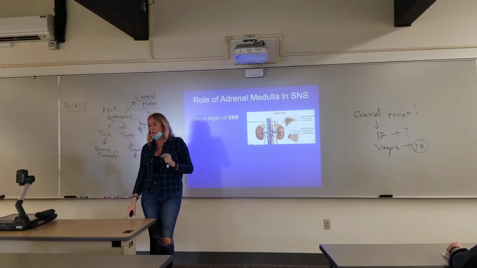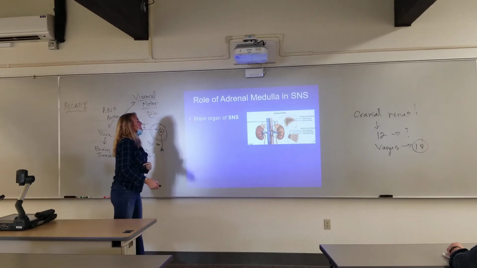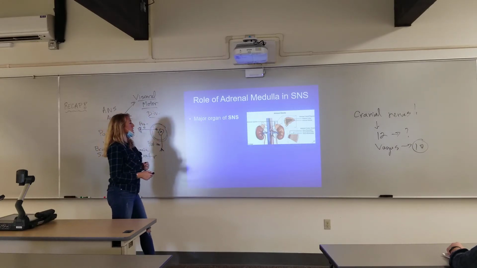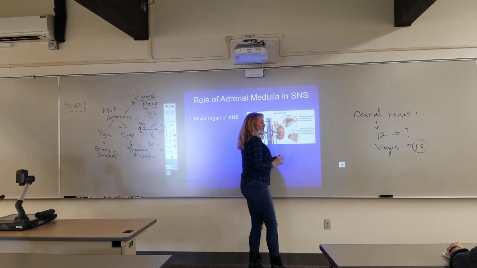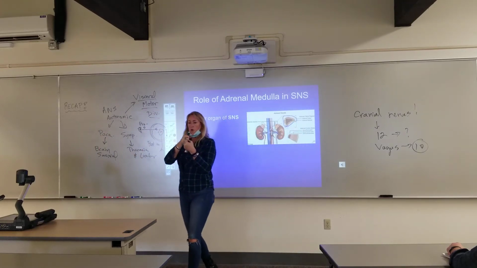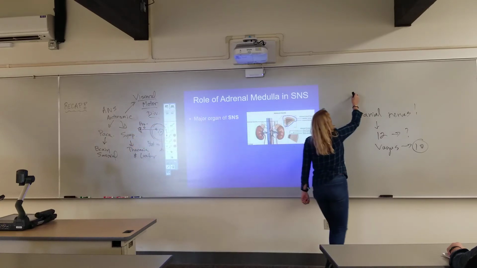So the major organ, so this is an organ that's part of the sympathetic nervous system and arguably the most important one. This is what really allows the bolstering of the effects, like really getting a dramatic effect. The adrenal medulla. So here are the adrenal glands. And anytime in anatomy, remember when you hear medulla, it means middle. That's the core. Medulla means core.